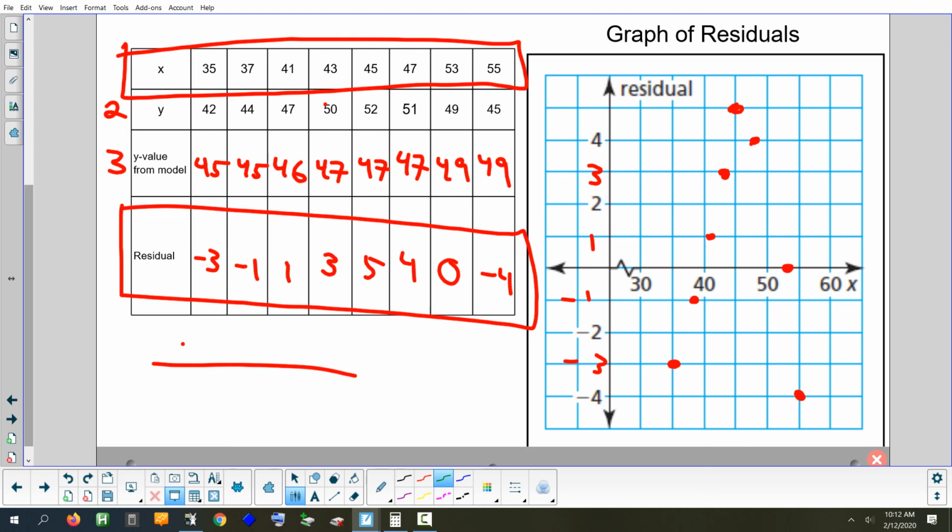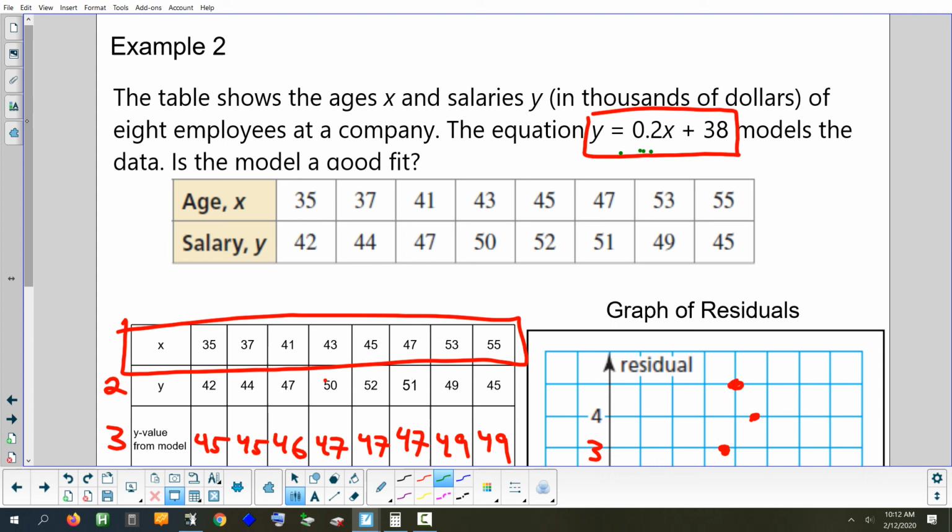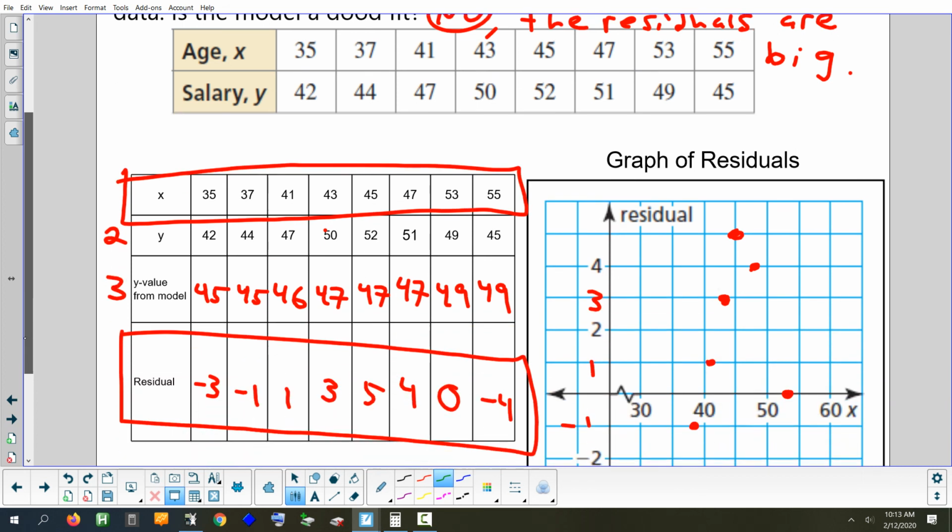When you make this graph, you want your residuals to kind of look like this. You want them very, very close. The further apart they are, that means your residuals were big. That's not good. All right? So the answer here, is the model a good fit? I would say no. The residuals are big. In the last problem, I would have said yes, the residuals were small. But this problem, they were kind of big.